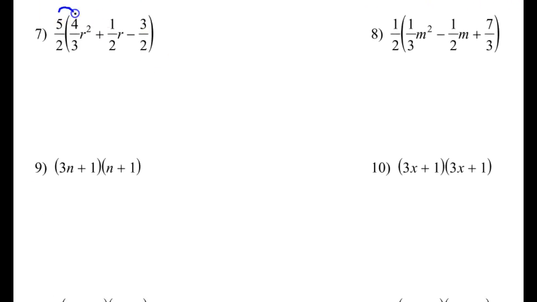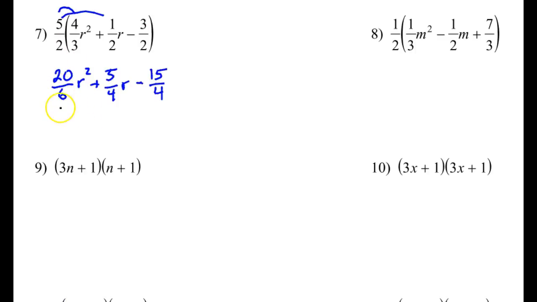So 5 halves times 4 thirds would just be 20 over 6, right? 5 halves times 1 half, 5 fourths. Okay. And one more. 5 halves times 3 halves. We have negative 15 fourths. Is that problem finished? No. What can I do?